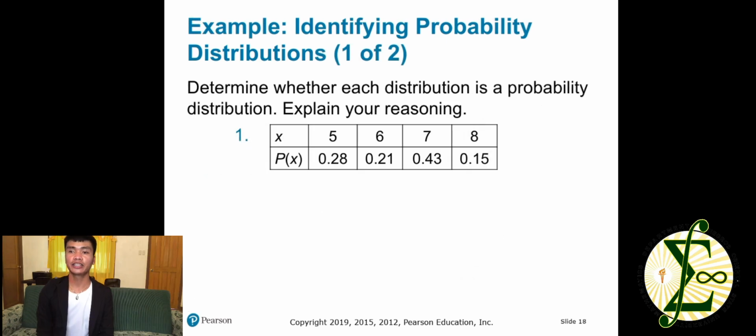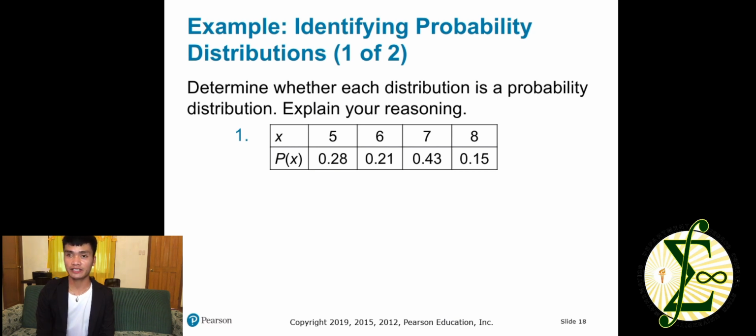Example: identifying probability distributions. Determine whether each distribution is a probability distribution. Explain your reasoning. The random variable x is 5, 6, 7, and 8. Probability of 5 is 0.28. Probability of 6 is 0.21. Probability of 7 is 0.43. Probability of 8 is 0.15.